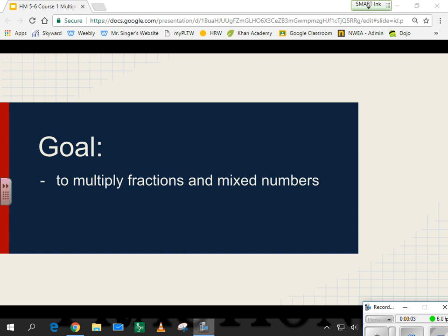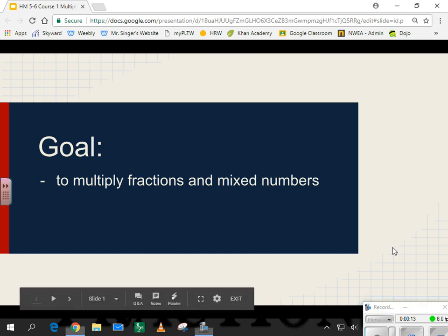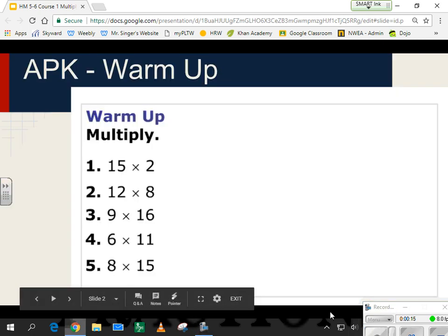All right, here we go with the second half of our unit. We're going to start out today multiplying fractions and mixed numbers. Have down this goal before moving on. All right, here is your warm-up. Let's have you multiply. There are 5 problems to try. Do your best. Come back when you're done.